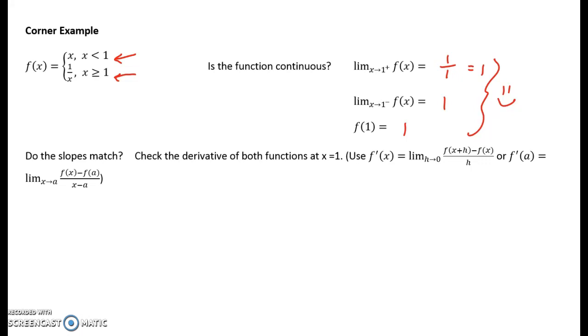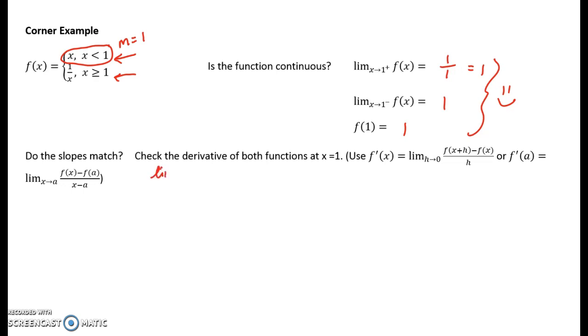Now I need to check to see if the slopes match. If the slopes are the same thing, then the derivative exists. For the top part of the definition, I don't have to use calculus at all. I know that the slope of the x graph is going to be 1 because it's linear. For the other part, I have to use calculus of some sort. I can use either definition for the derivative, and I'm going to choose to use the new one just so we can have some practice with that.